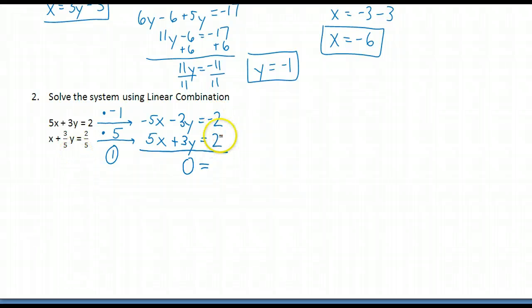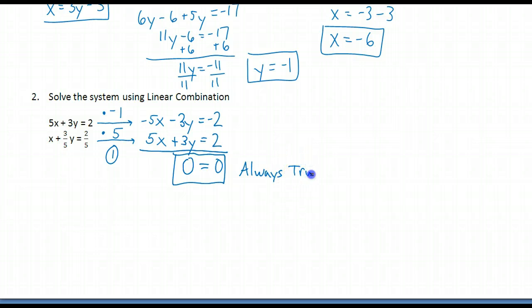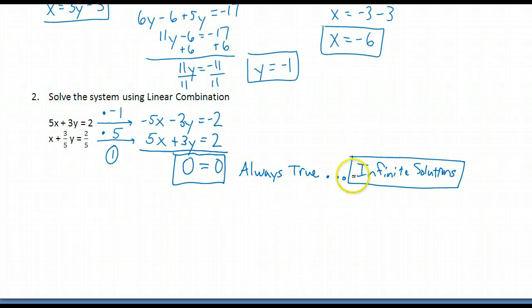So I'm going to finish my problem and then interpret my answer. Negative 2 plus 2 is also 0. So I have a unique case here where my variables drop out, and I'm left with 0 equals 0. I'm left with an equation that's always true. This is an example of a system that has infinite solutions. If I were to graph these two lines, they would be coincidental lines.